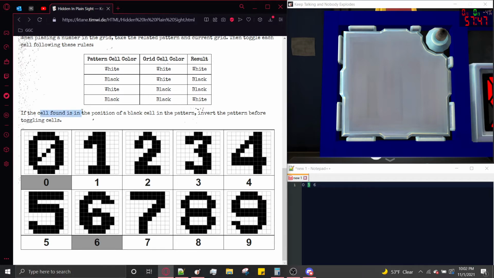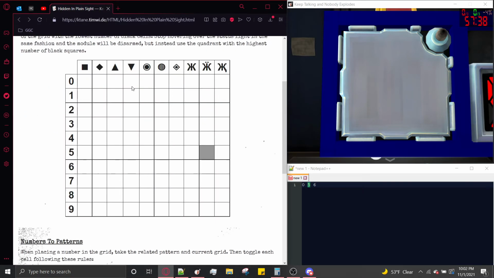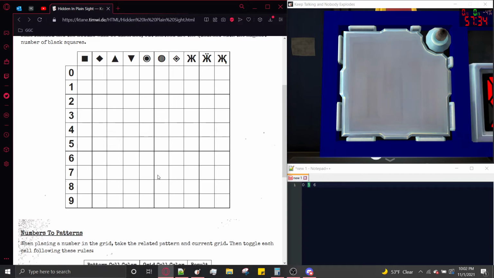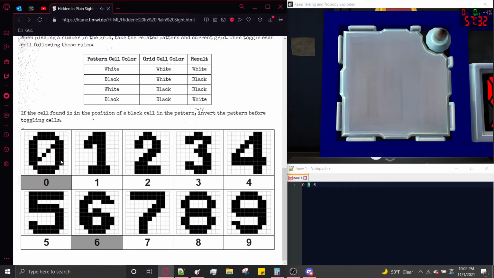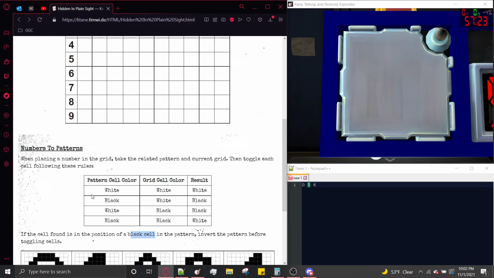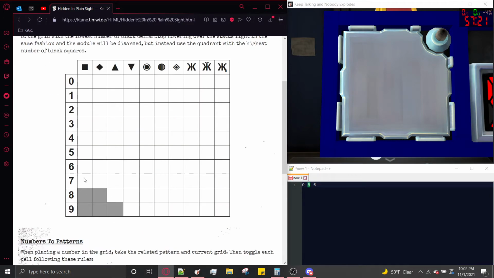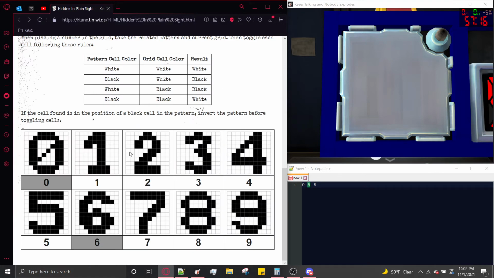If the cell found is in the position of a black cell, invert the pattern before toggling cells. So what we would normally do is toggle the on and off state of each of the cells in the grid, with white being off and black being on, with every black cell in the pattern. But since we had a black cell in the 0 pattern, we are instead going to toggle the state of all of the white cells in the pattern. So let's go ahead and do this. And then we do that with the other side.